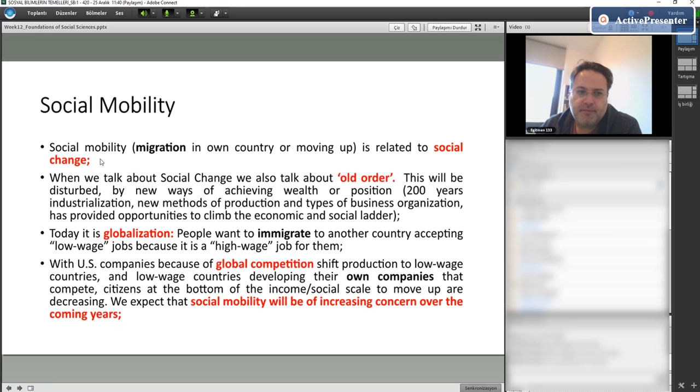So we also talked about this social mobility. And social mobility could be by migration. Migration is in your own country. So you go from Istanbul to Ankara. That's migration. If you immigrate, you go from Turkey to America, for example, to another country. So migration is one way of social mobility. Immigration is another way of mobility.